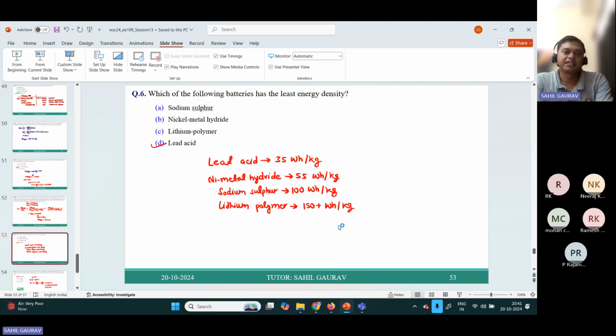Now, which of the following batteries has the least energy density? So lead acid has the least energy density, while lithium polymer has the highest energy density among the given options. Nickel metal hydride has 55 watt hour per kg, and sodium sulfur has 100 watt hour per kg. So the least energy density is lead acid, while among the given options, the highest energy density is lithium polymer.